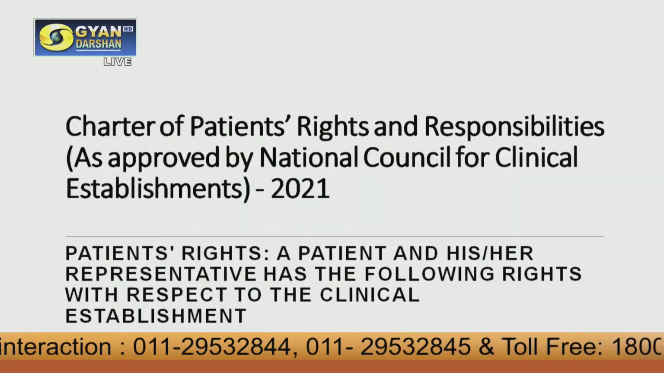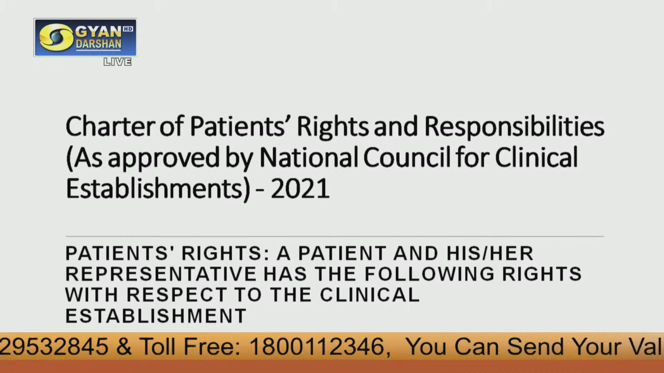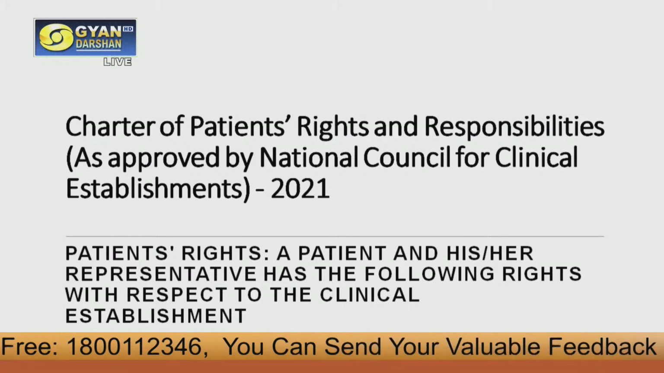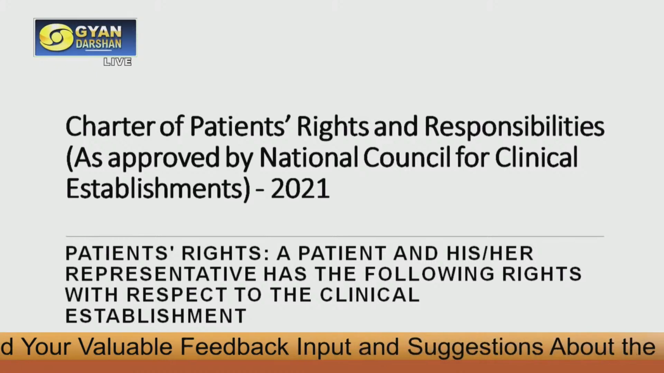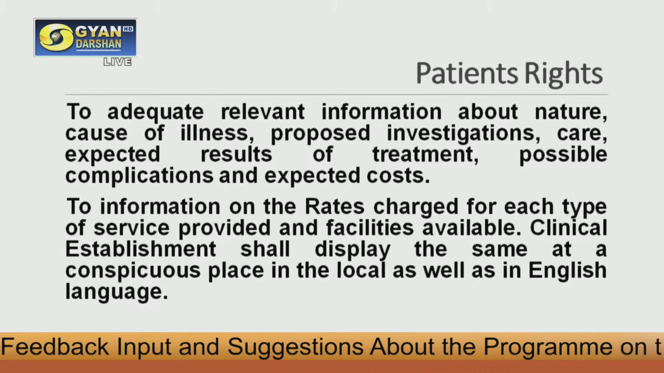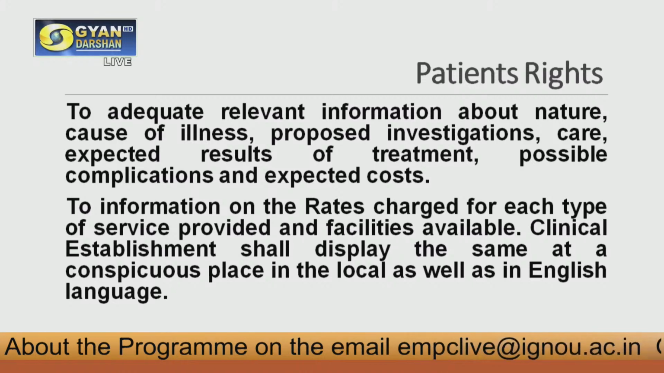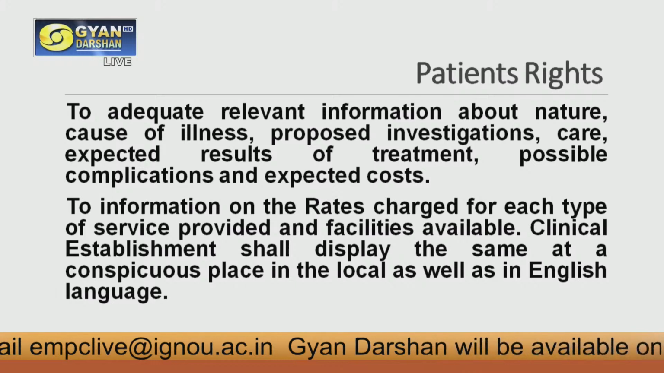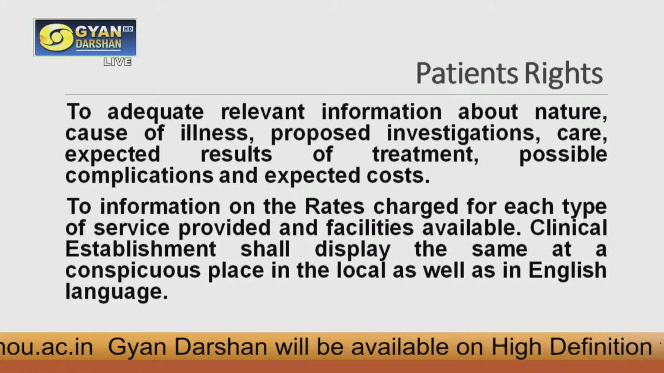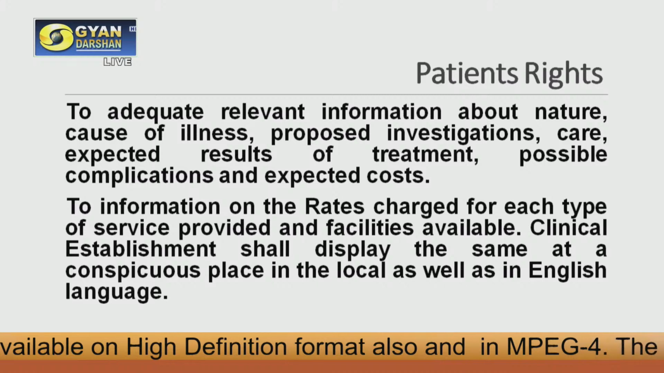So let us see. In India, we have the Charter of Clinic Rights and Responsibility, which is given by the National Council for Clinical Establishment in 2021. A patient and his or her representative have certain rights with respect to this charter. That means to have adequate, relevant information about nature and cause of illness, proposed investigations, expected result of treatment, possible complication and expected cost.